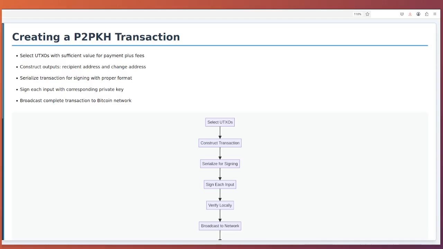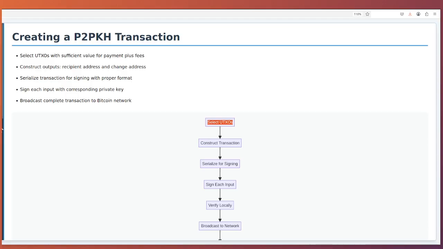Creating a P2PKH transaction. Creating a P2PKH transaction involves several detailed steps, from selecting which outputs to spend, through constructing the transaction structure, to signing the inputs and broadcasting to the network. Each step requires precision and understanding of Bitcoin's consensus rules. The process begins with UTXO selection. UTXO stands for unspent transaction output, and these are the coins in your wallet that you can spend.